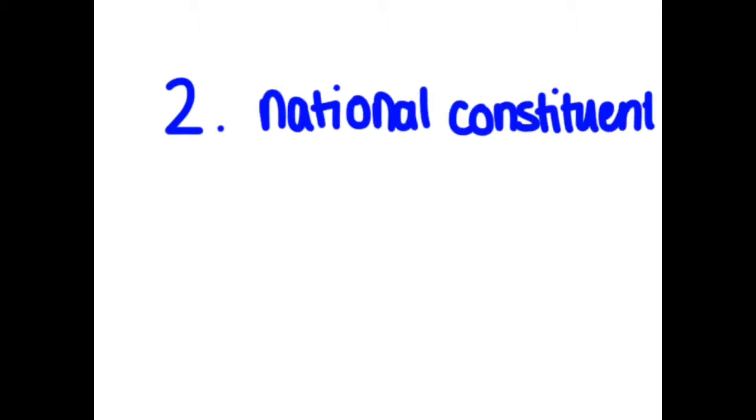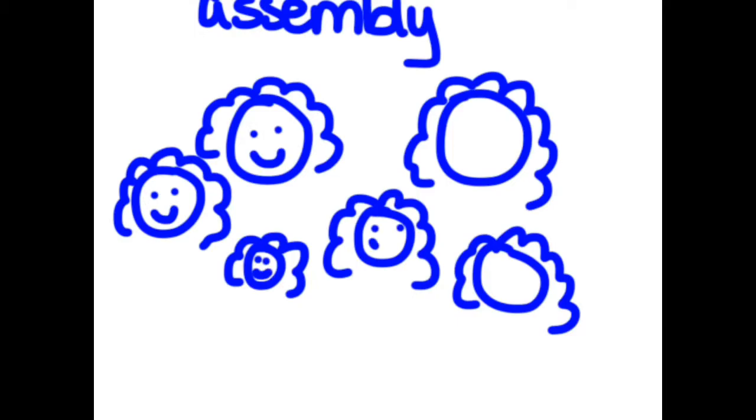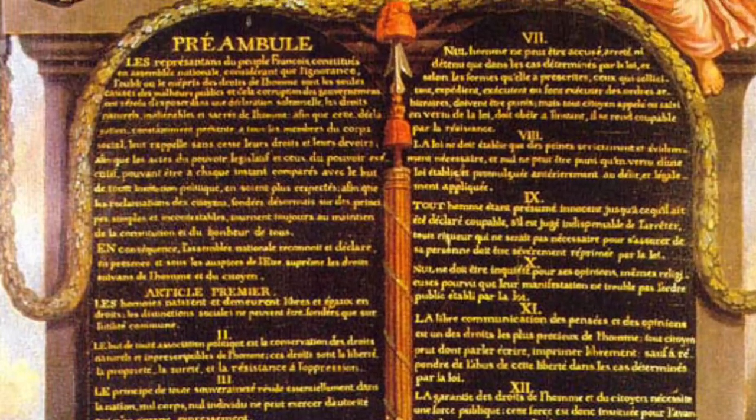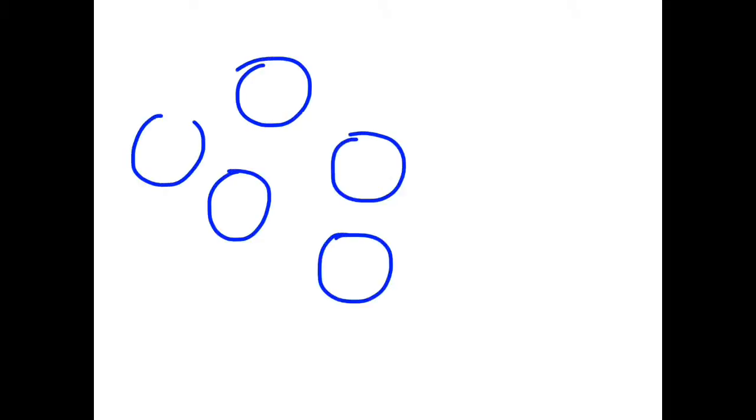The National Constituent Assembly was mostly made up of people from the Third Estate, who decided that they wanted to create a document that would outline the rights of the people and challenge the authority of King Louis XV. And surprisingly, the groups from the other two estates were kind of on board with that.